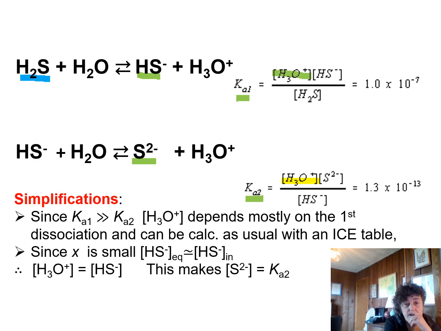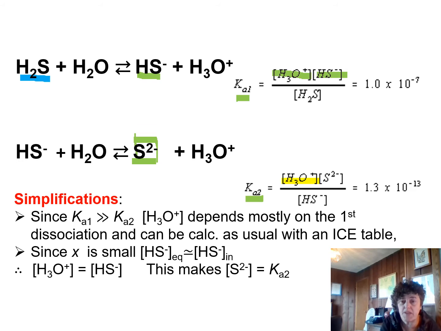If instead you're asked to calculate the concentration of the sulfide ion, again, it would be really complicated to do things properly and consider all the interplay of those equilibria. So we can do another simplification. If we have assumed that the concentration of the H3O plus is mostly determined by the first dissociation and the second one is just negligible, that means that this number and this number are pretty much identical.